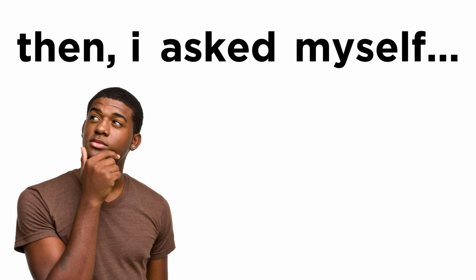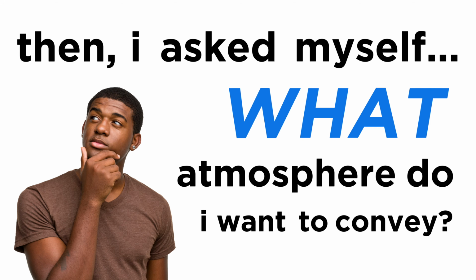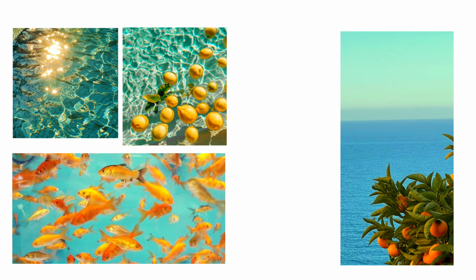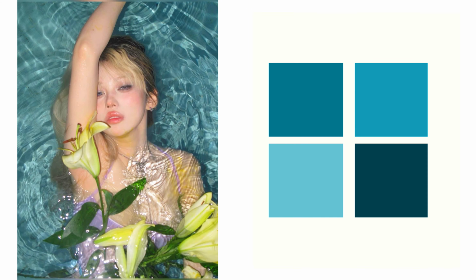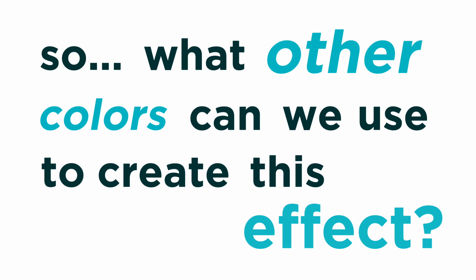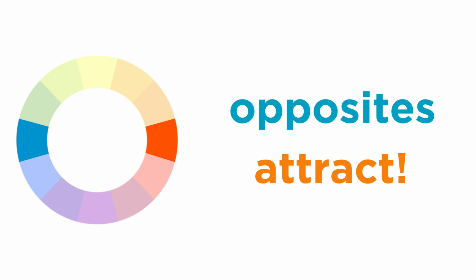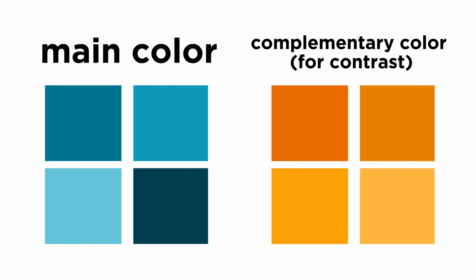Then, I asked myself, what atmosphere do I want to convey? I wanted to create a warm and serene atmosphere with a lot of sun, and since the character is submerged in water here, the majority of this piece should be in this turquoise-ish color. So, what other colors can we use to create this effect? Remember, opposites attract. Using an orangish yellow will create a lot of contrast and bring in the warmth that I want.